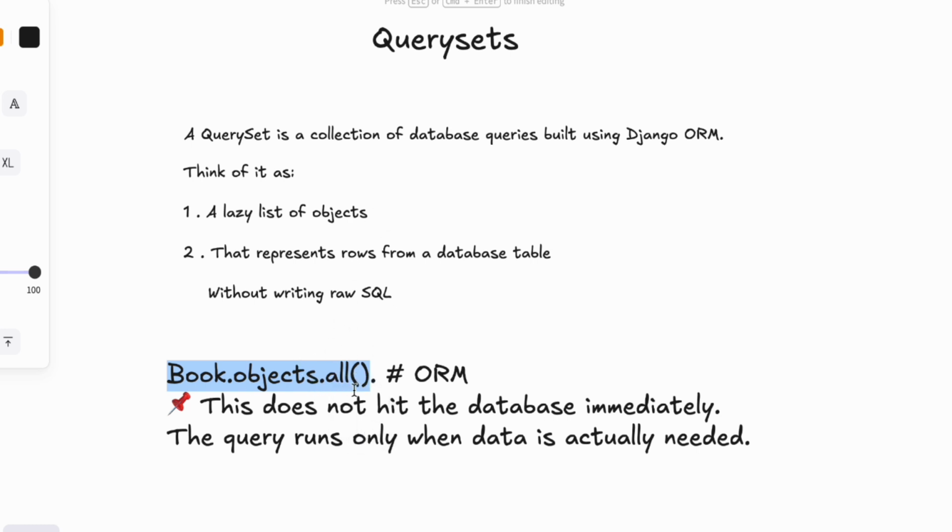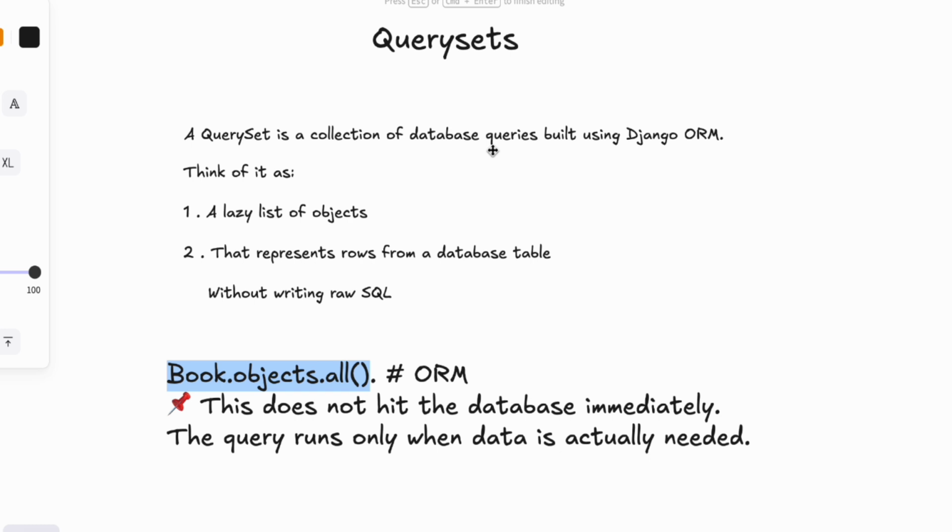So this query set is actually a collection of SQL queries inside. Internally they are actually SQL queries but written in this format, and it could be a collection of queries or a combination of queries. It could be anything, but they are queries only internally. So a query set is a collection of database queries built using Django ORM.